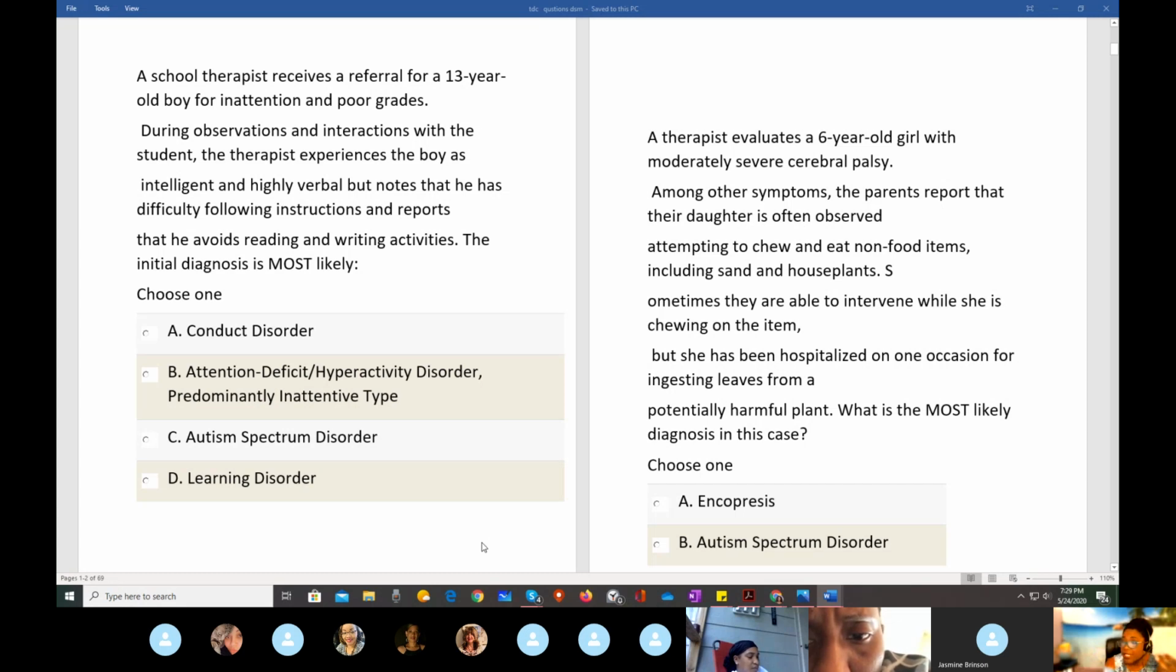He's intelligent, he's highly verbal, but he's avoiding reading and writing activities. So somewhere there's a discrepancy between his IQ and his performance. There's something going on there, so there's some kind of learning disorder. That's what I'm looking for. It did talk about him being inattentive with poor grades, so my first thought was ADD, ADHD. However, the rest of the question didn't support that. So I'm always going to go back to the question and prove what I'm looking for.